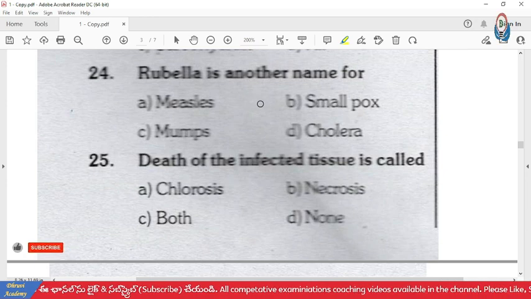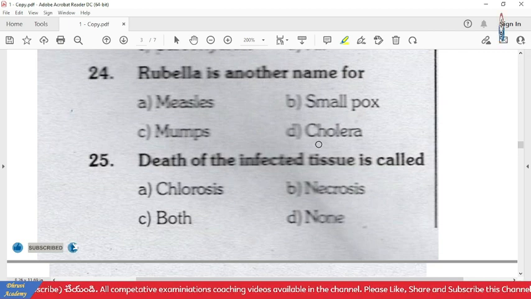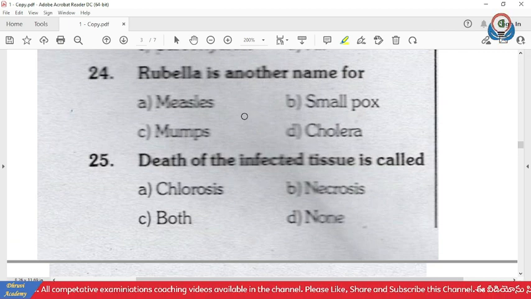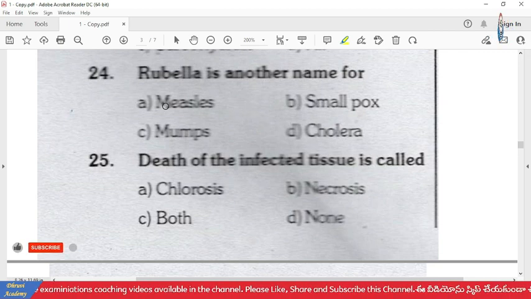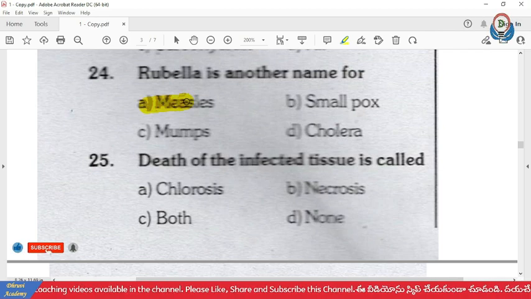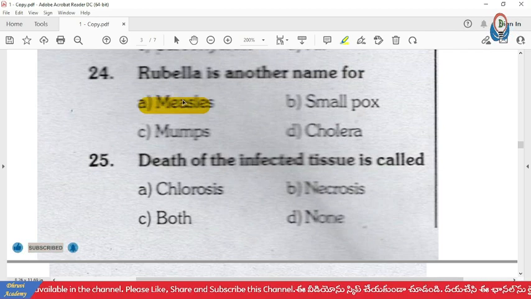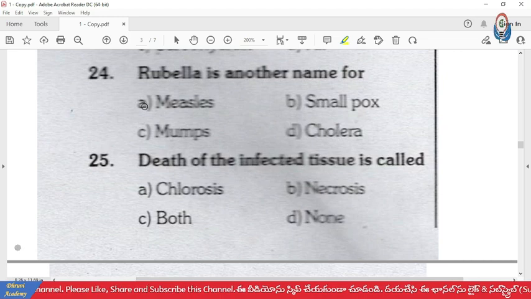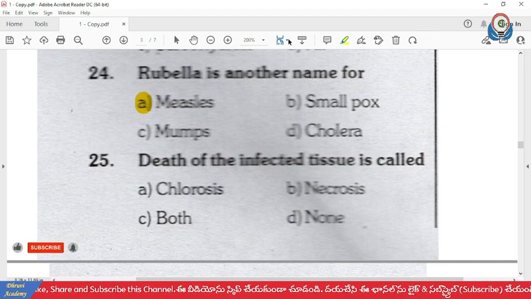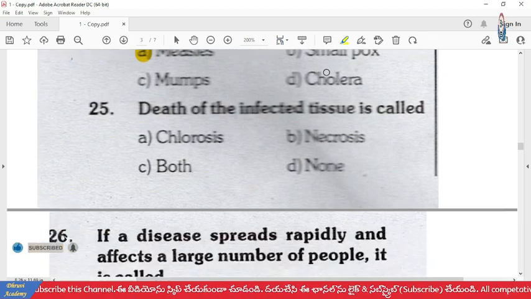Rubella is another name for, is it A measles, B smallpox, C mumps, or D cholera? Sorry friends, it is blurry here. Its answer is measles. Rubella is another name for measles.